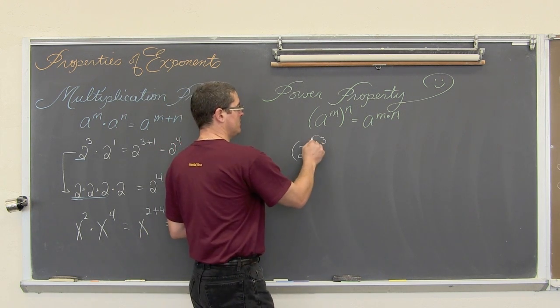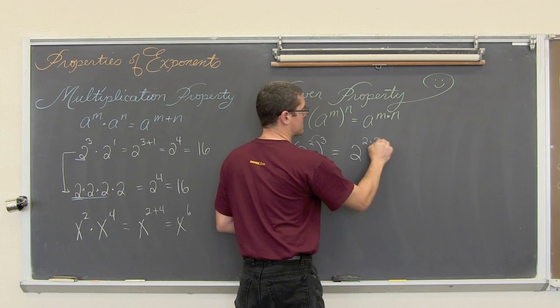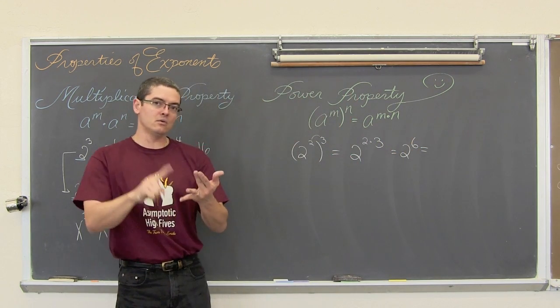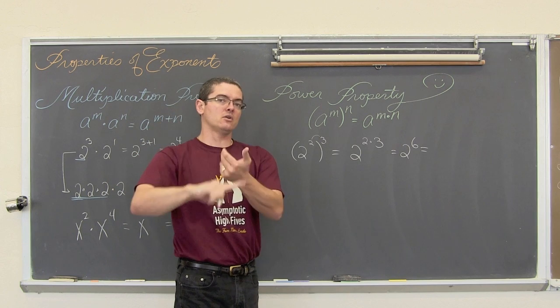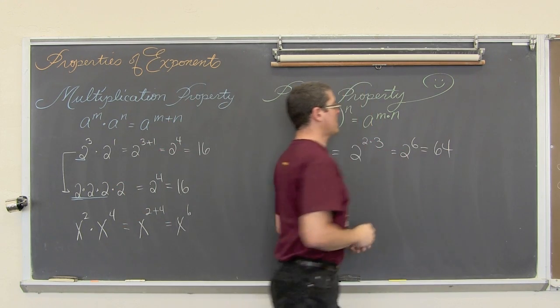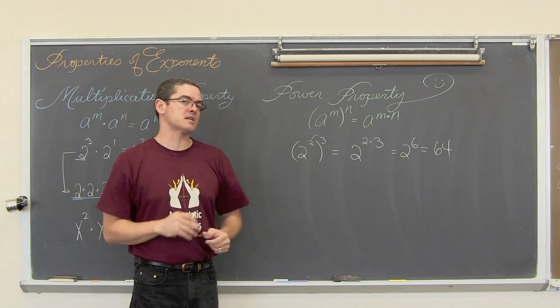So this should be 2 raised to the 2 times the third power, which is 2 to the 6. And 2 to the 6 is 2, 4, 8, 16, 32, and 32 times 2 is 64. Okay, so one base, stacked exponents, multiply those exponents together.